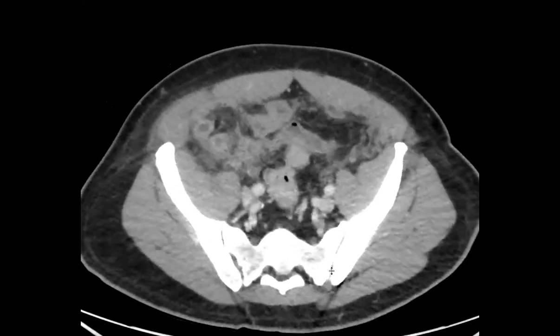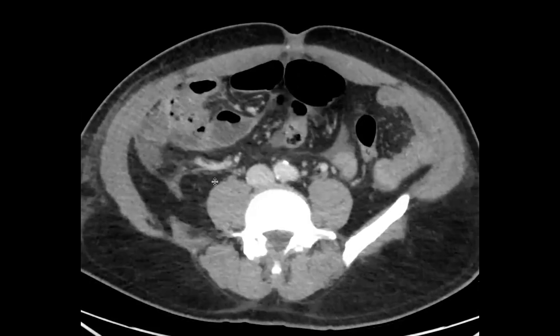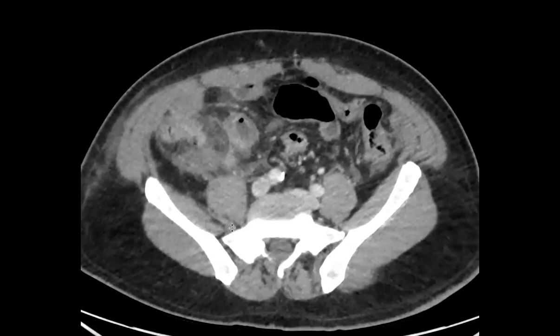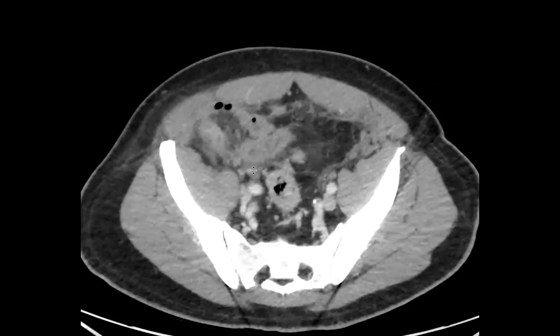So sometimes people just forget that this is all reactive to the appendix and hedge on Crohn's disease, which, there could always be Crohn's disease, but more likely it's a ruptured appendix with reactive thickening of the adjacent terminal ileum.